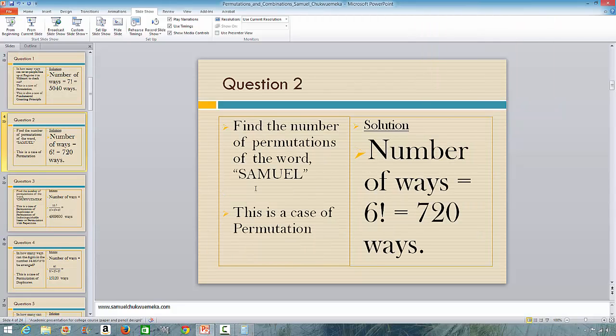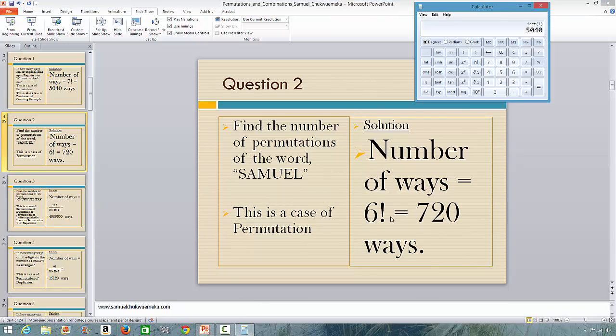Question 2. Find the number of permutations of the word Samuel. If we look at Samuel, we don't have duplicates of the letters. And if we count it, this is 6. So you just do 6 factorial. That gives you 720 ways.